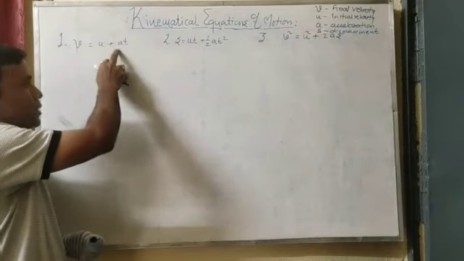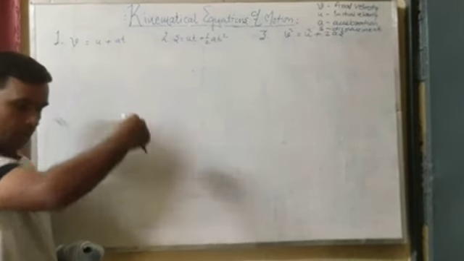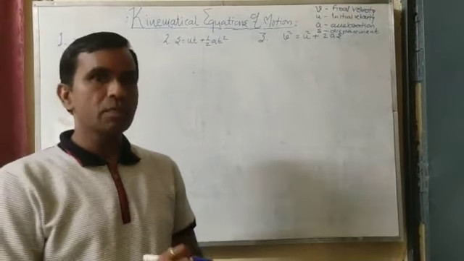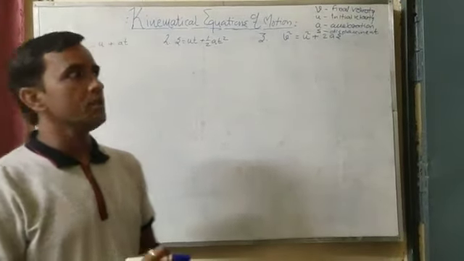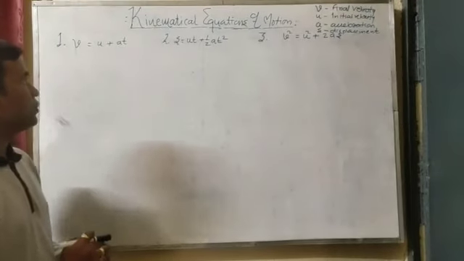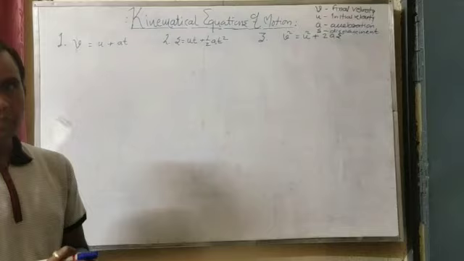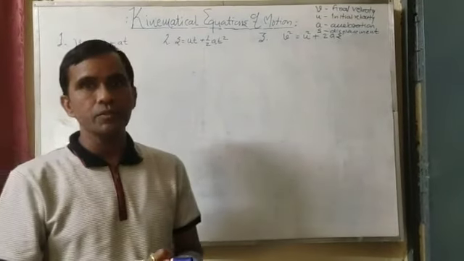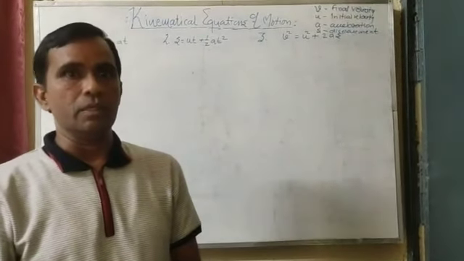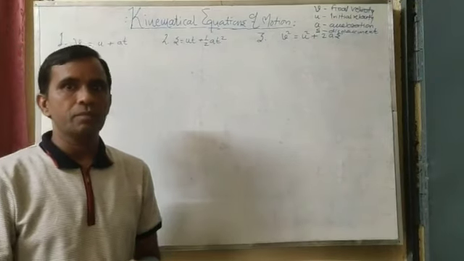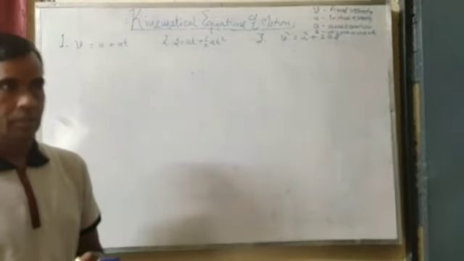v is equal to u plus at. This equation can be proved by using either the definition of the acceleration or by using the graphical method. Both the methods are known to you. Today we are going to see how these equations can be proved by using the calculus method. Calculus method means we have to use differentiation and integration in it.